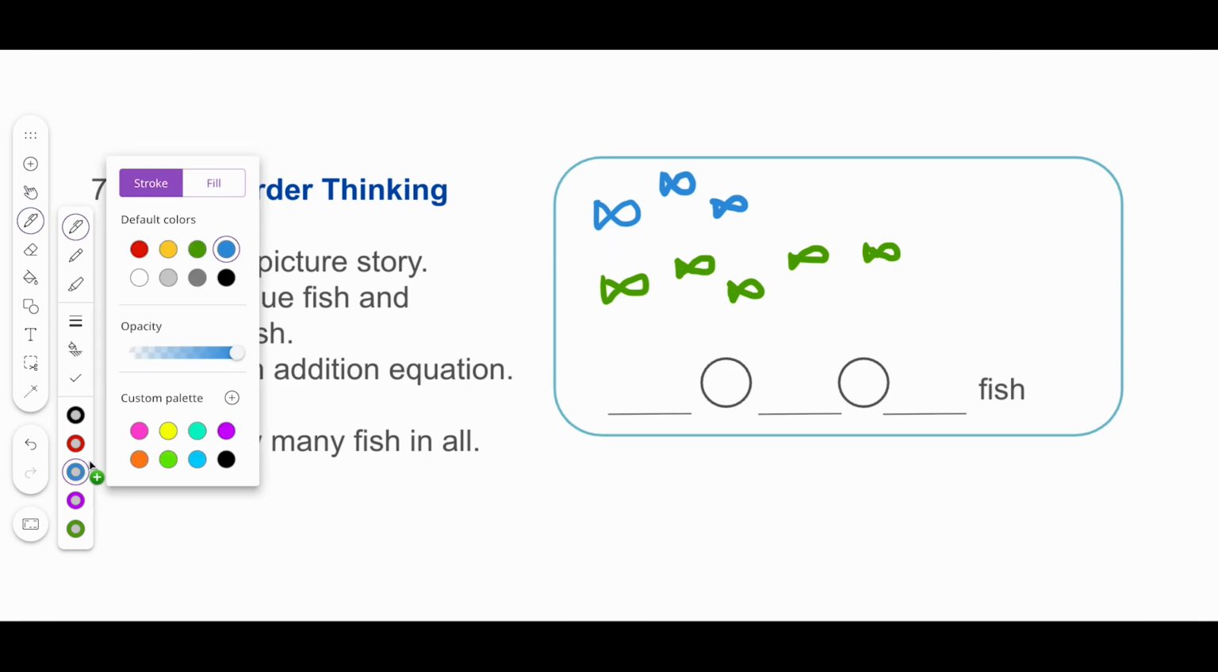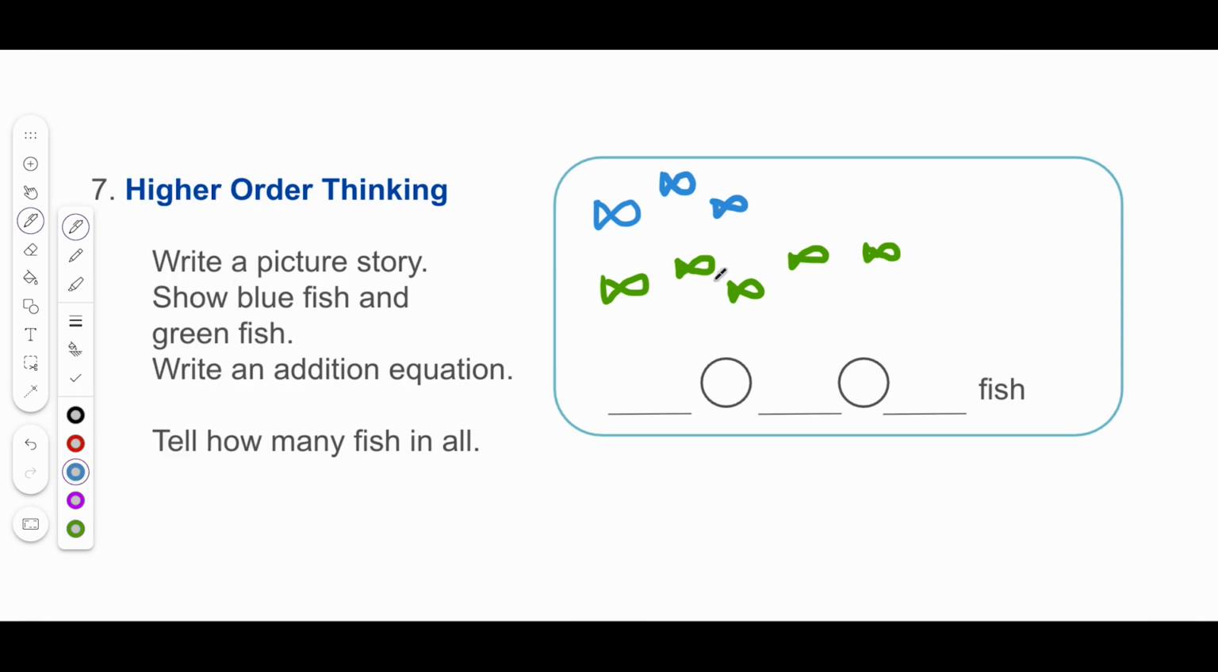Once they have that story and whatever amounts they chose, they need to identify what are the parts, what does that equation look like, and how many fish do they have in all. Everybody's answer could look different for this. In my case, I've got 3 fish and 5 fish. And because it's asking in all, I know this is an addition equation, and the whole or the total or the sum of how many fish there are is 5 and 3, which is 8 fish. That might not be the case for your student's story.